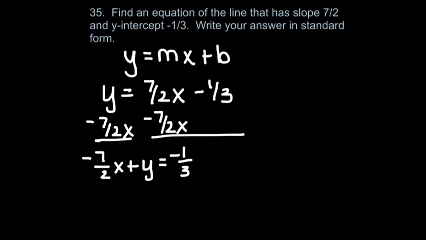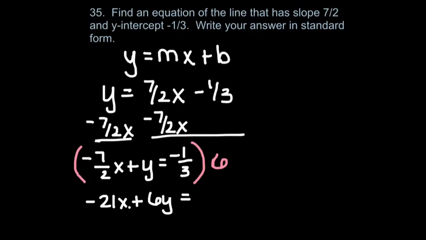I cannot have fractions for standard form, so I want to multiply everything by a common multiple of the denominators, which are 2 and 3. So I'll multiply every term by 6. That's my common multiple. Doing that gives me -21x plus 6y equals -2.